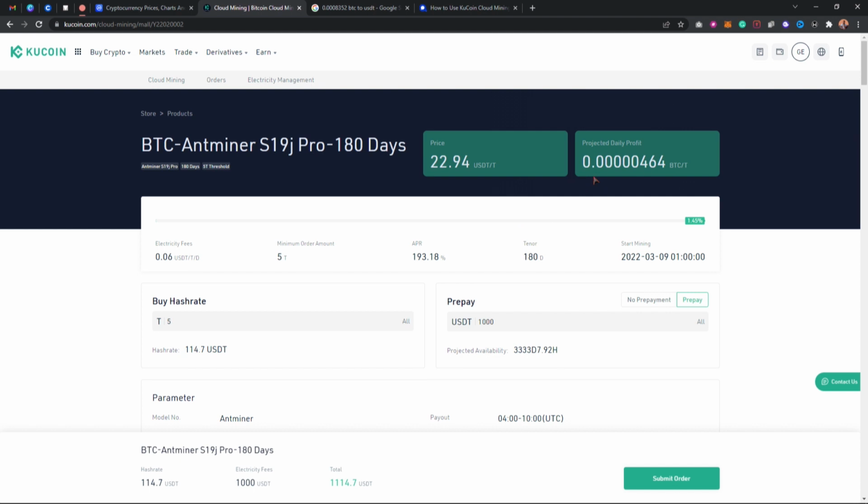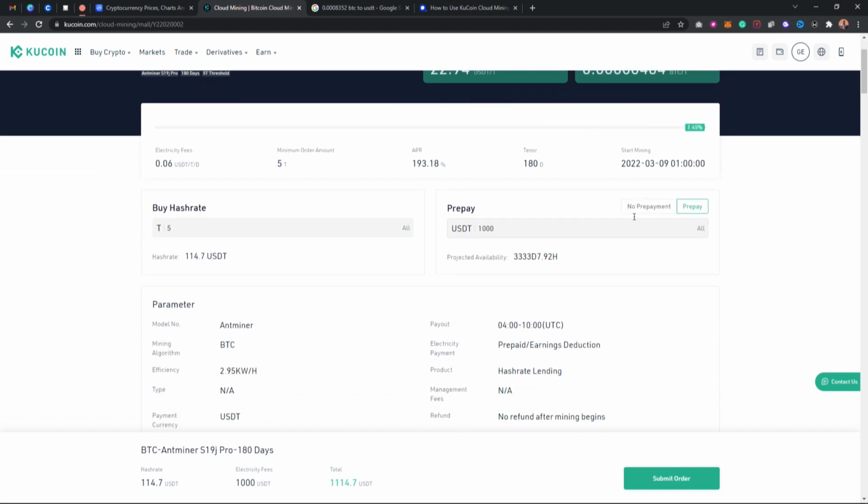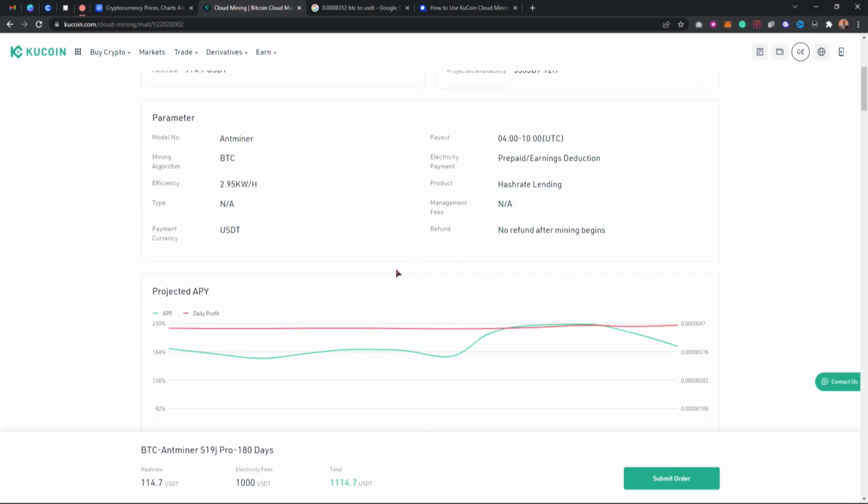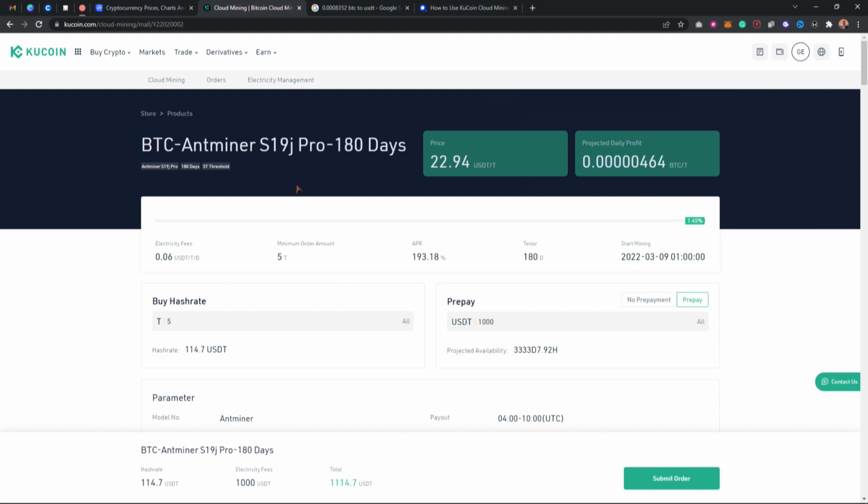So yes guys, that's it. They're going to pay you daily, every single day. They're going to pay your daily mining rewards into your KuCoin account. And remember, KuCoin is a centralized exchange platform. So once you've gotten your reward, you can go ahead and make use of the KuCoin trading bot. I have a video on the KuCoin trading bot, which I'm going to tag somewhere in this video.